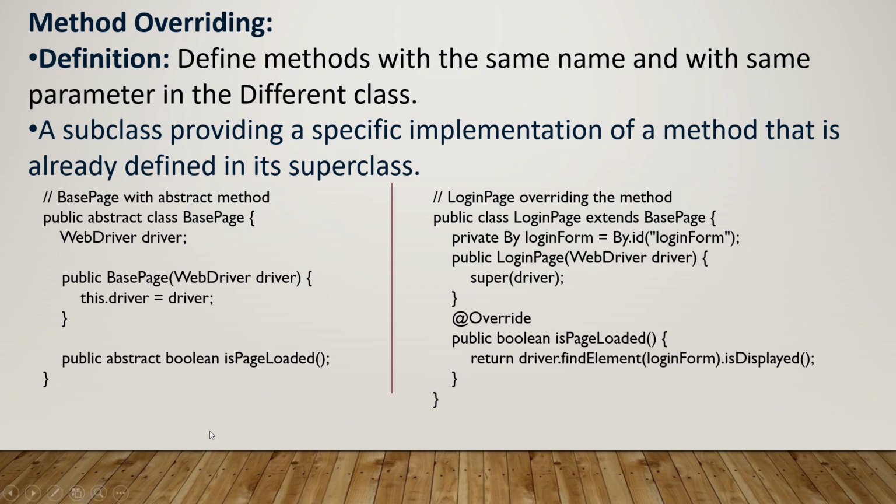So you can see here isPageLoaded method is abstract method, and that is defined in an abstract class, that is base class, and that isPageLoaded method is implemented in another class by completing the inheritance operation. And here we are getting @Override annotation, and for that isPageLoaded method we are passing the code block, that is return driver.findElement(loginForm).isDisplayed. So in this way we can achieve method overriding in our automation framework. Let's move for the another question.